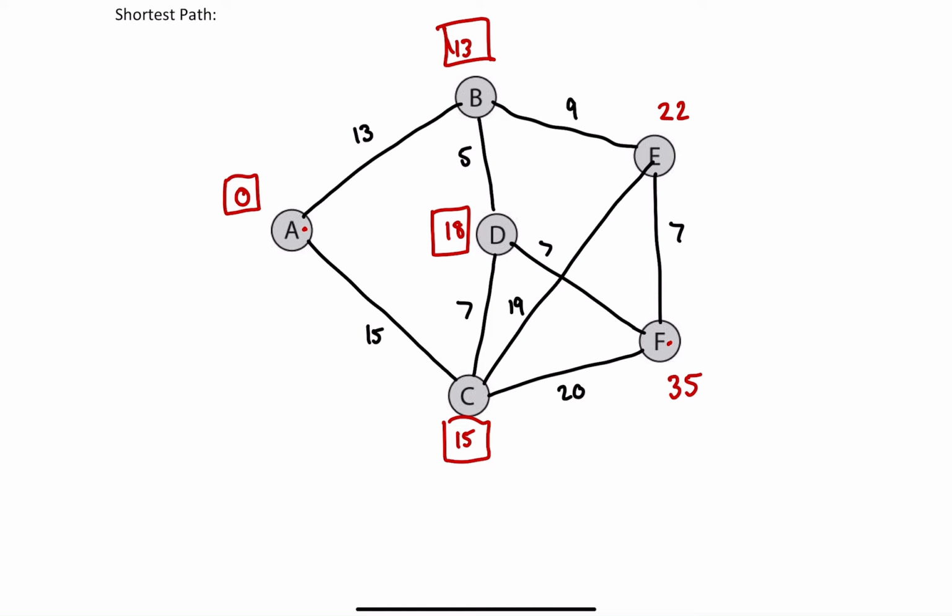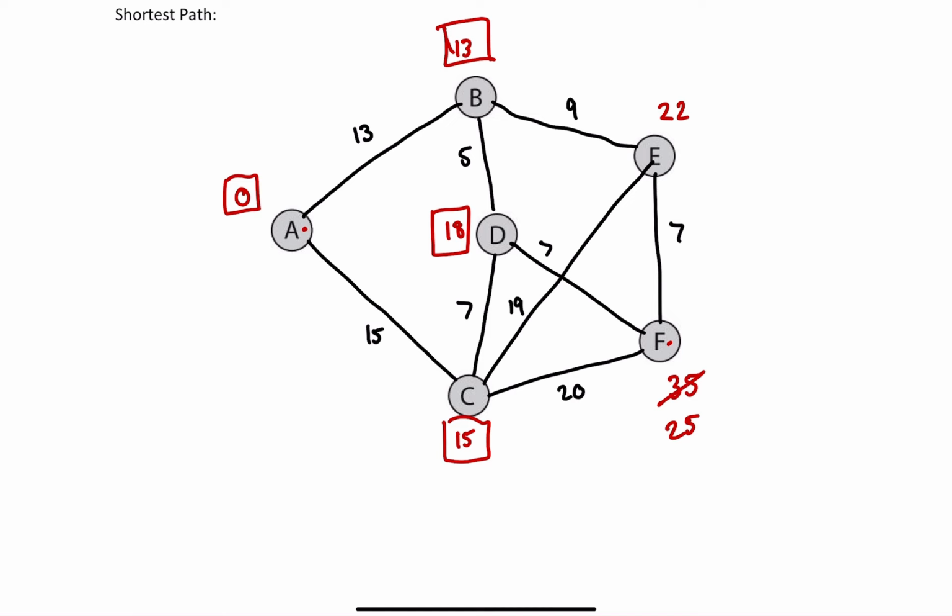Okay, from here, there's no point looking at B and C because they're already boxed, which means I've already found the shortest value to get to that location. So from D, I can actually only go to one other location, which is F, which is 7 onto 18, which is 25. Well, 25 is smaller than 35, so what I'm going to do is cross out the 35 and replace it with 25. So cross out 35, it is now 25, because you want the smallest value that can get there.